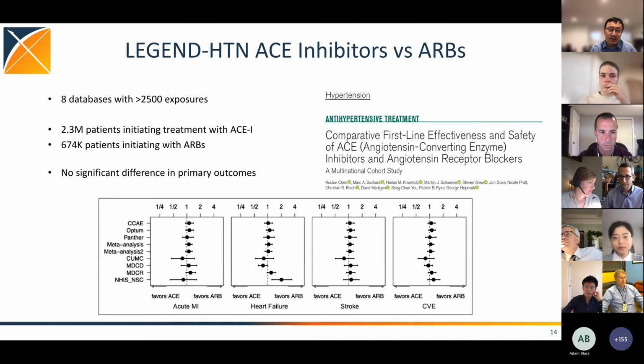This ultimately was run on 8 databases because these are slightly more commonly used drugs. You ended up with about 2.3 million on ACEs and almost 700,000 on ARBs. And there was no significant difference in the primary outcomes, which included acute MI, heart failure, stroke, and a composite endpoint of those events. And this was published recently in Hypertension.